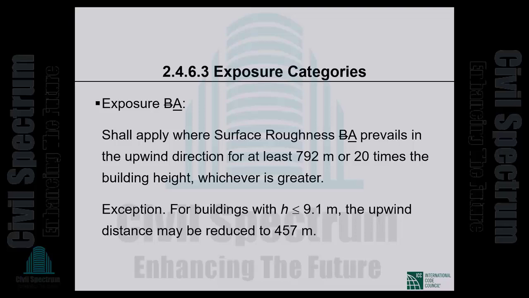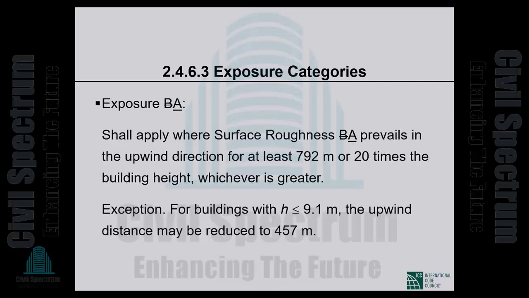So exposure A shall apply where surface roughness A prevails in the upwind direction for at least 792 meters or 20 times the building height. There is an exception to that for buildings with mean roof height not exceeding 9.1 meters. The upwind distance may be reduced from 792 meters to 457 meters. Exposure B shall apply where exposure A and C do not apply. Okay, so this is defined by default.